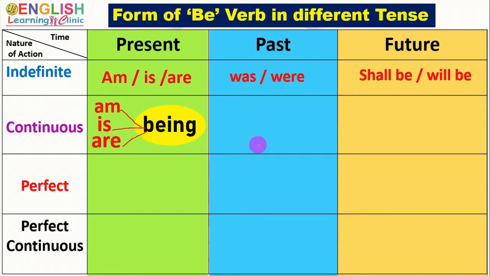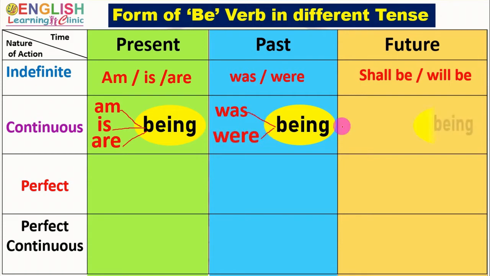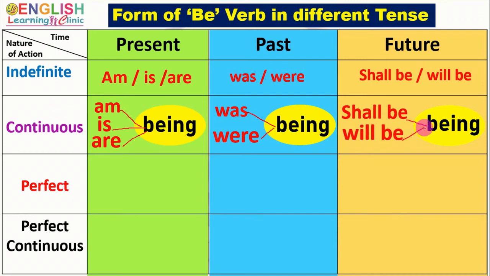In the same way, the past continuous form of the be verb is was being or were being. The future continuous form of the be verb is shall be being and will be being. The perfect status is shown by the use of the third form of the verb, that is the past participle form of the verb. The past participle form of the be verb is been, that indicates the perfect status.